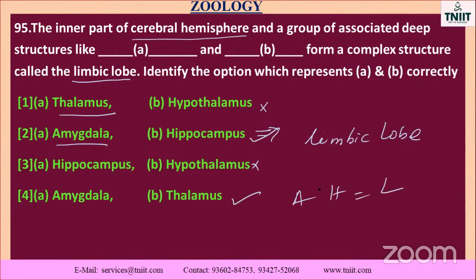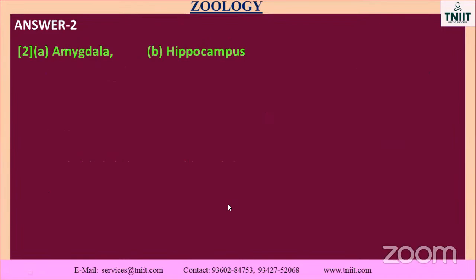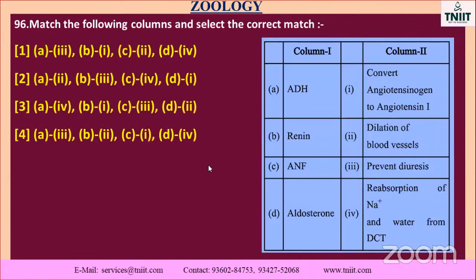Okay. So this is the option. So the answer is this one, it is correct. This one is wrong. Amygdala, thalamus, it will not come. Already here thalamus is coming. So it is wrong, which means automatically thalamus will not come. Okay. For the next one.